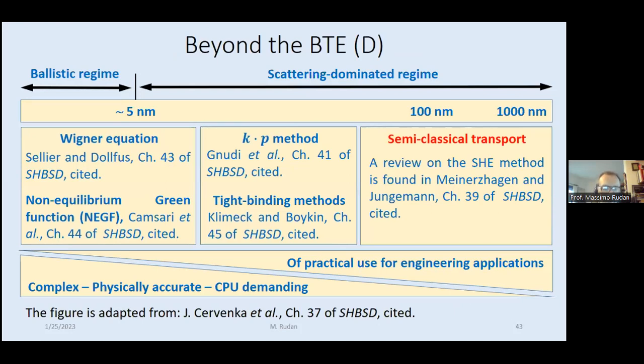This figure, that is adapted from a figure of the handbook that I cited, shows that when the device size shrinks, it is possible to adopt more elaborate methods. The names of some of them are indicated here. Of course, the methods become more accurate physically, more CPU demanding, and more complex.